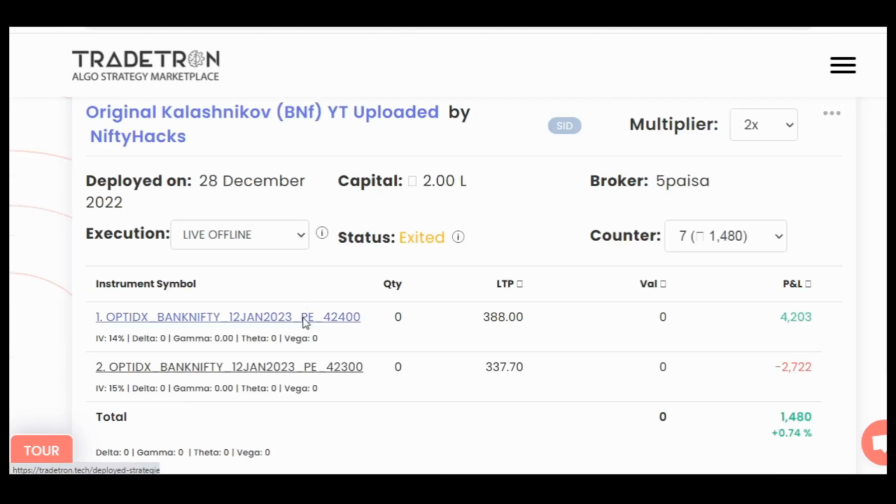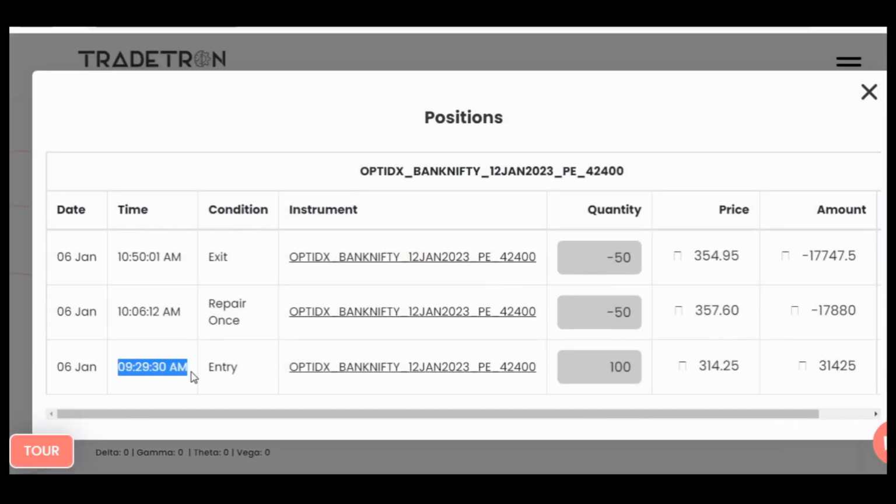So in this original strategy, let's check. Yes, it took entry at 929, as you can see, and it closed profitably. I guess it booked the one lot at 1006. So let's check that also.